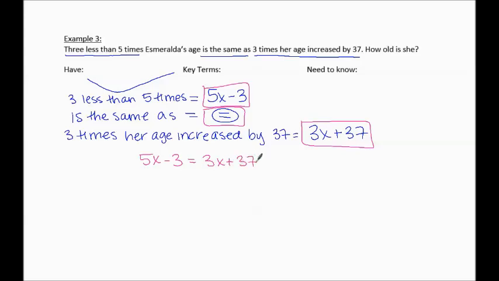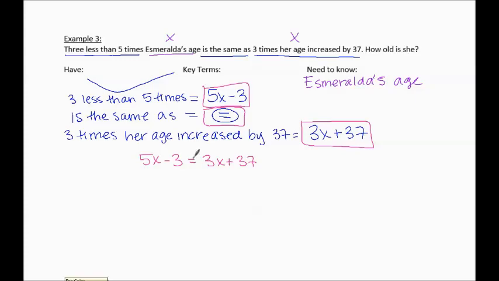And what I need to know, what I'm looking for, is Esmeralda's age. That's what I want to find out. And Esmeralda's age, that's my x. If we see here, her age. Okay, so when we solve for x, we will be finding out what her age is.